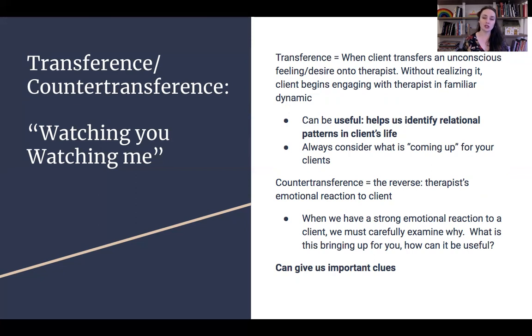And then countertransference is the reverse. It's the therapist's emotional reaction to the client. When we have a strong emotional reaction to a client, we need to really look at why. What is this bringing up for you? How can it be useful? And it can be really useful. And we'll talk about that in class, but it can give us some really important clues into who the client is and what their core issue is.